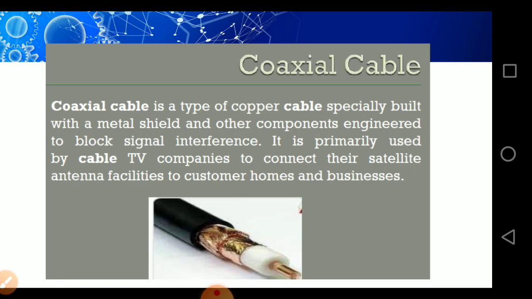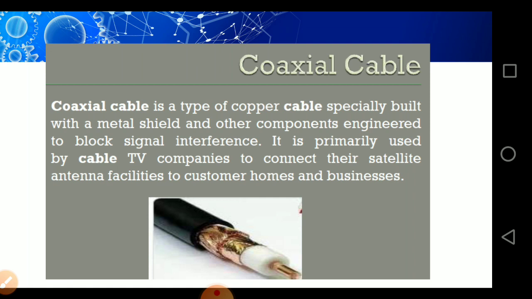Now coming to the coaxial cable. Coaxial cables are the cables that are used by most of the cable TV operators to connect the cable channels to your TV or television. You can see that it is another type of wire.